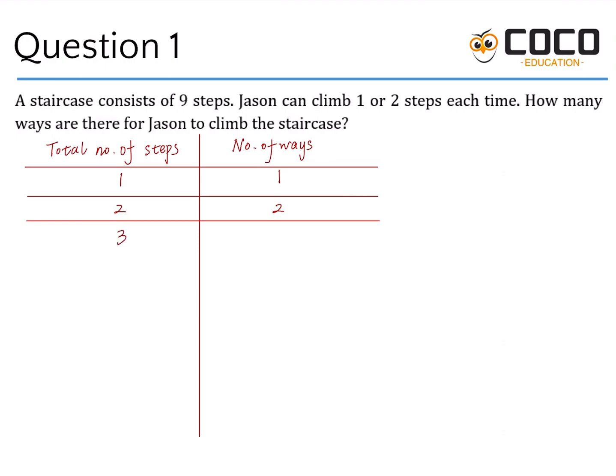Now, when you have 3 steps, to find the number of ways, you check. You can either go from the first one, so from here to here, you just climb 2 steps directly. So this follows the one way here. Alternatively, you can start from this one, 2 steps, so just climb 1 more step. So it carries the number of ways from here. So this 1 plus 2, 3 ways.